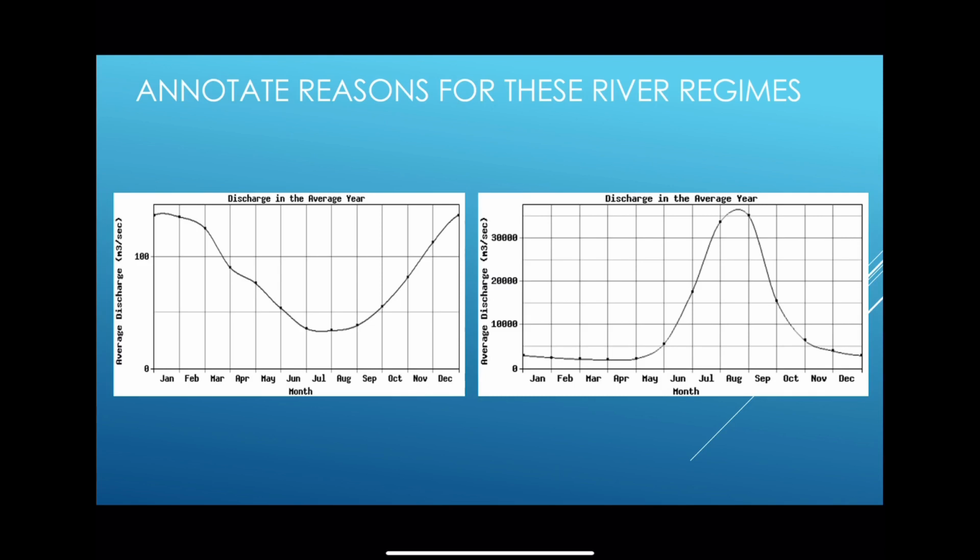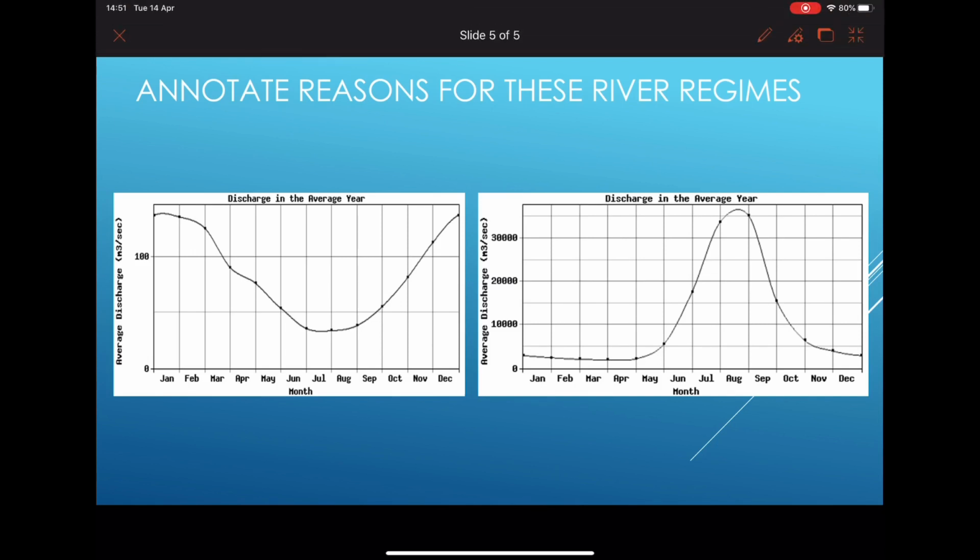I've talked about some of the ideas in the video, but try and see if you can interpret them and annotate both of these with possible reasons why we have got different river regimes with different discharges. You should be able to have 3 or 4 good annotations for each of those river regimes. If you're feeling especially brave, see if you can put a country or a type of area that you think that these river regimes would be part of.